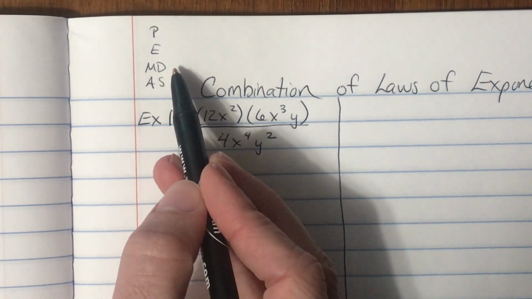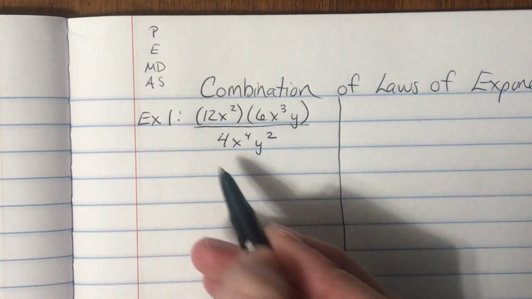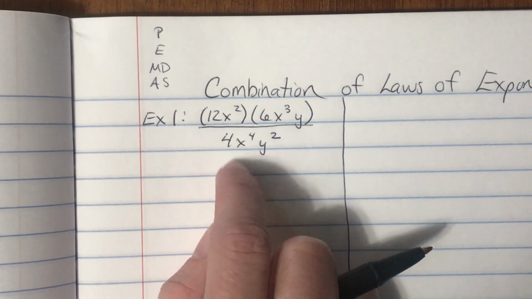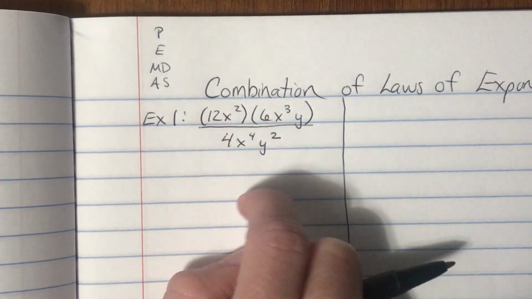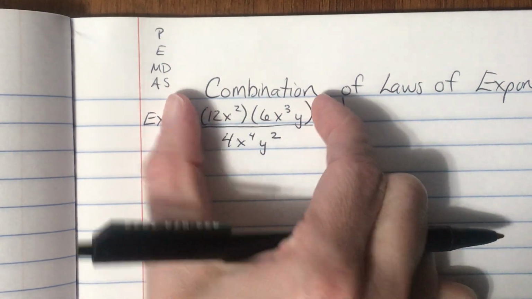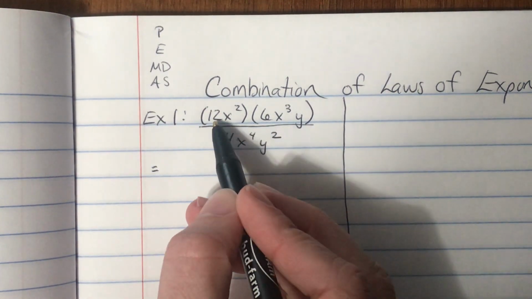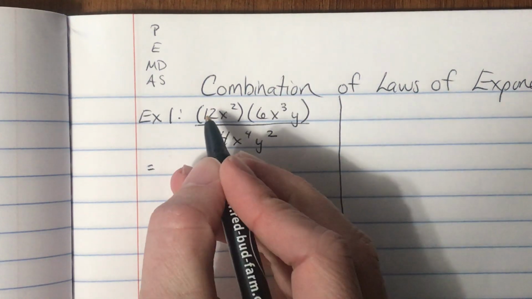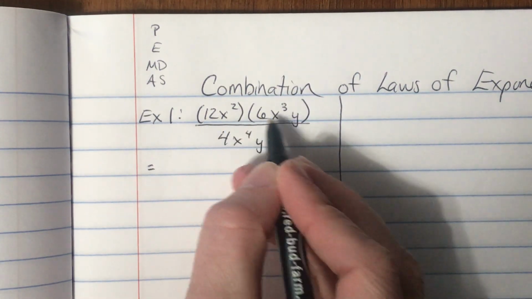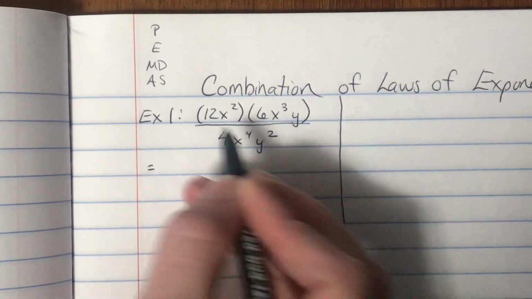So the next thing we're going to do is just multiply and divide, and that's really all that's going on here. So we have to multiply what's on top first, because we can't divide until we figure out what this top is equal to. So I'm going to say equal to, and on the top, we're just going to focus on the top right now. Notice I've got 12x squared times 6x to the third y. Now this is a product rule.